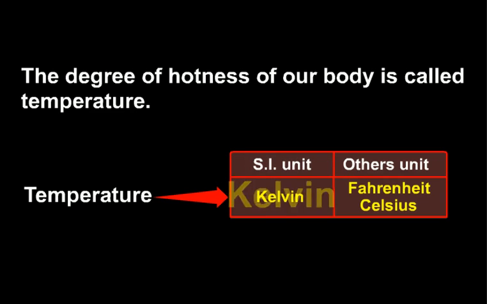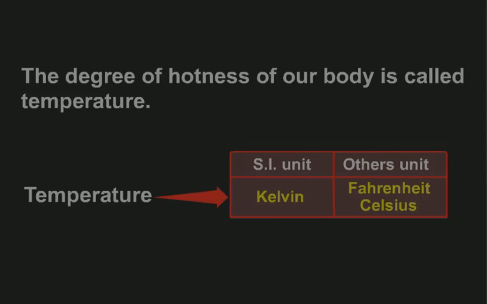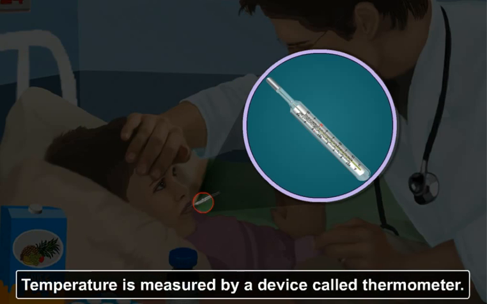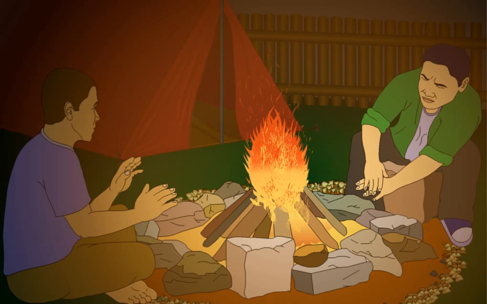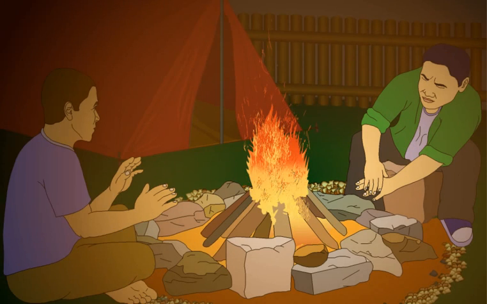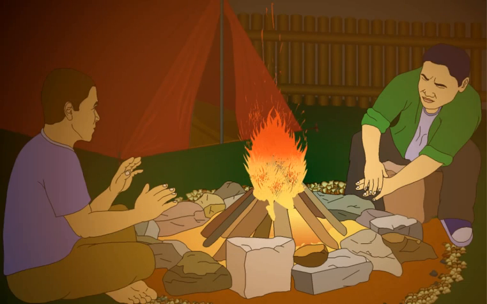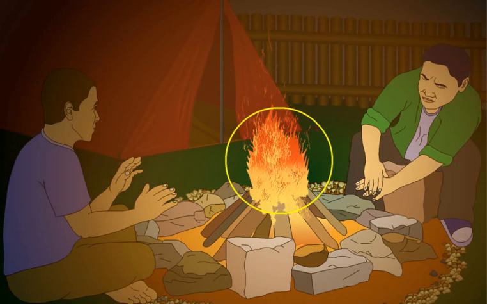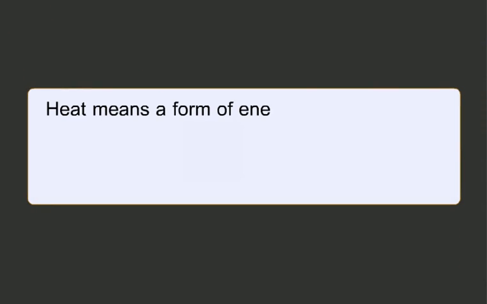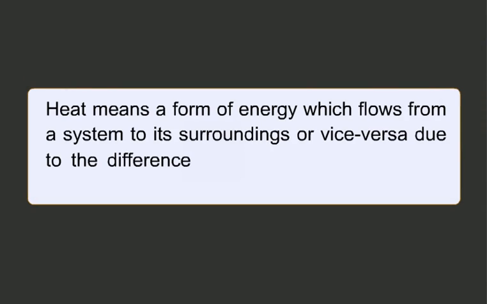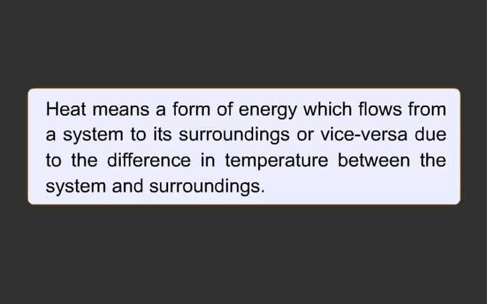Its SI unit is Kelvin. Other units of temperature are degrees Fahrenheit and degrees Celsius. Temperature is measured by a device called a thermometer. In general, heat literally does not mean anything, because when we talk about heat, naturally we talk about the transfer of something from surroundings to a system or from one system to its surroundings. Thus, heat means a form of energy which flows from a system to its surroundings or vice versa due to the difference in temperature between the system and surroundings.